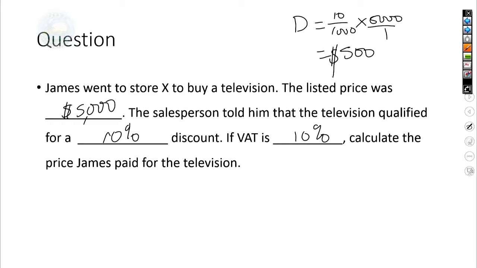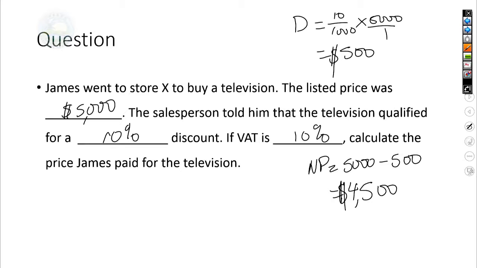But what does that mean? What is then the price that is taxable? Well, if he has a $500 discount, then the new price would be 5,000 minus 500, which is $4,500. So the new price, the discounted price, is $4,500, which means that he's going to be paying VAT on the $4,500 and not on the $5,000.